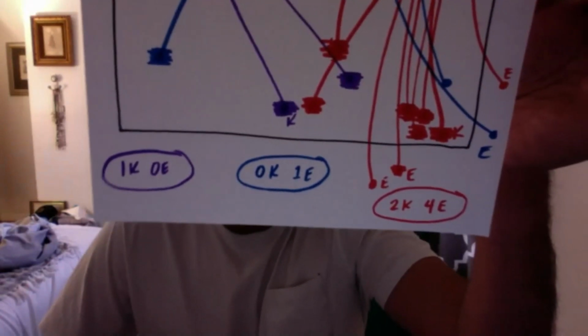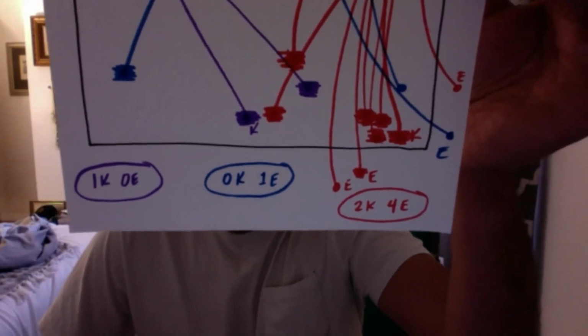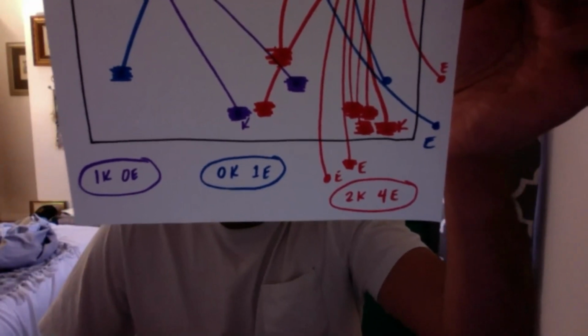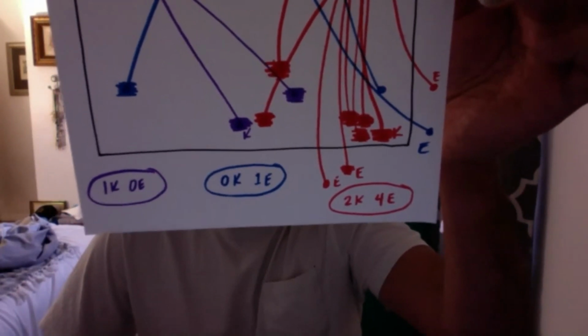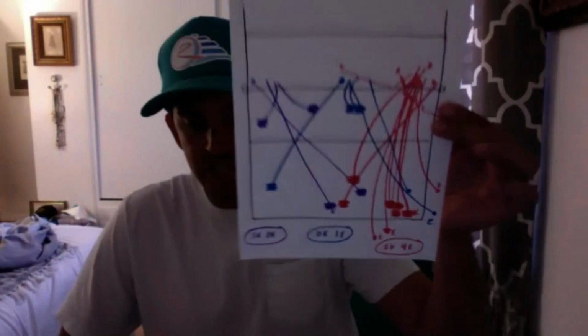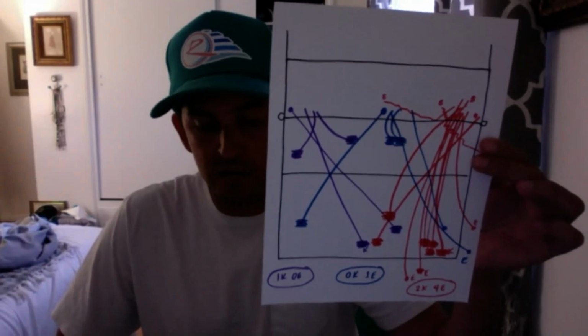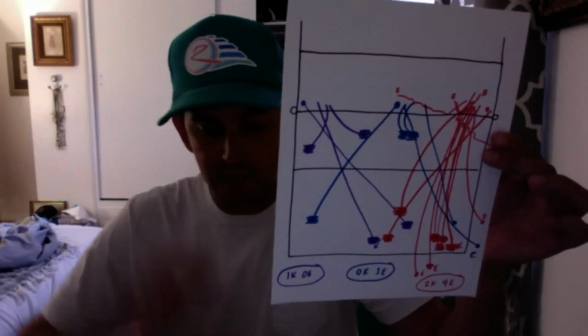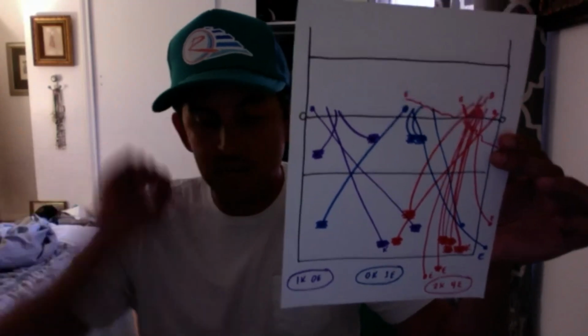At the bottom, also note that I statted what actually happened. So the opposite had 1 kill and no errors. The middle had 0 kills and 1 error, and the outside had 2 kills and 4 errors. In this particular situation, I didn't differentiate between the 2 outside hitters. I just marked in general where the attacks were coming. And remember, these attacks were all in transition, so these are not any serve-receive swings.